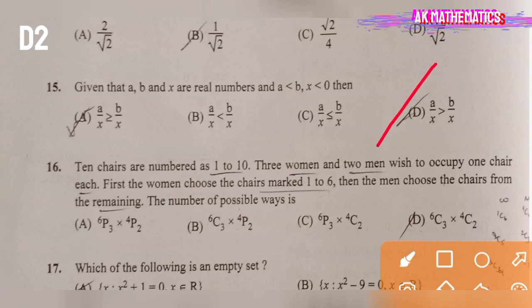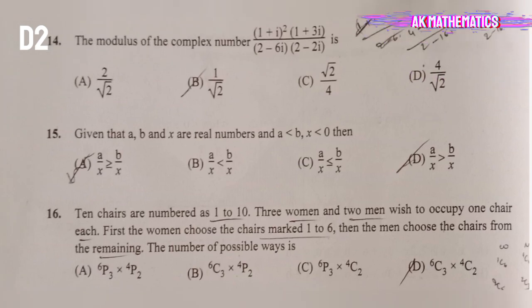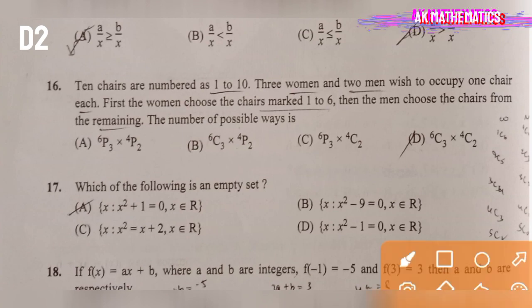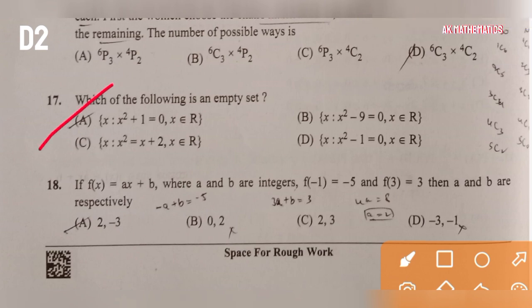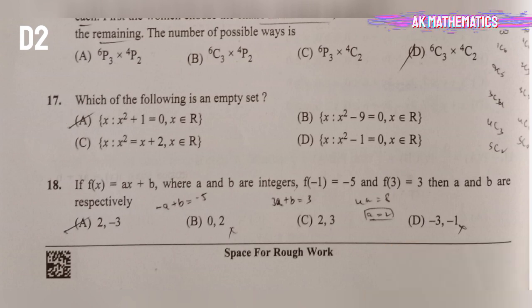Let's move to the 16th one. It is option A. The 16th one is option A. Let's move to the 17th one. That is again option A. This is the empty set. The 18th one is again option A.